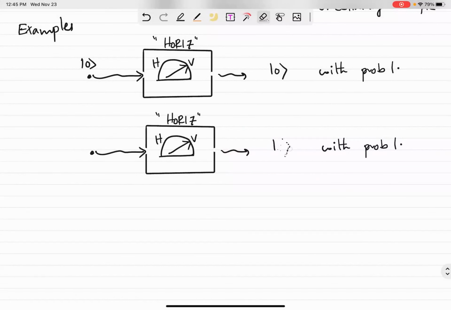Let's say I do maybe 0.8 times 0 plus 0.6 times 1. Then I'll get 0 with probability, roughly, 2/3. Okay? And 1 with probability 0.36.